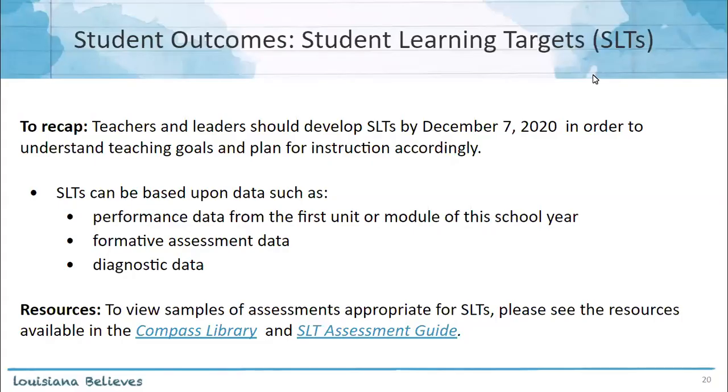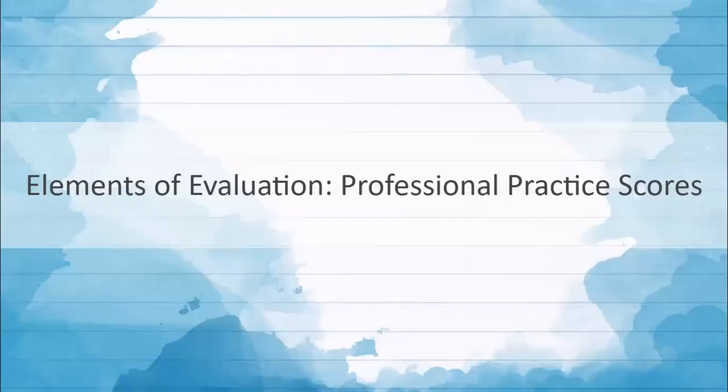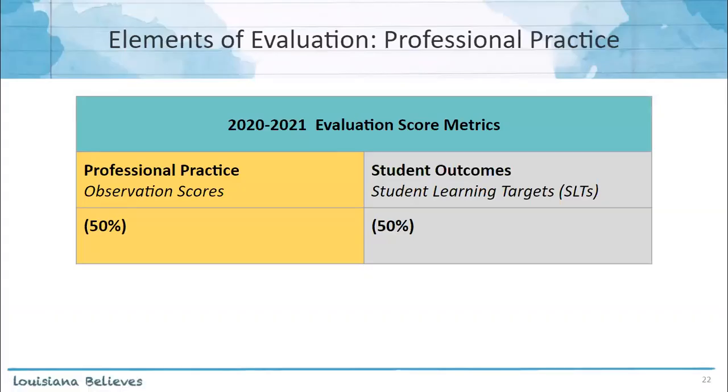All right, let's move into the component of professional practice scores. Returning to our slide, we see that our observation scores still comprise 50% of our total evaluation scores in 2020-2021. We'll take the next portion of this training to review observation cycle expectations, rubrics for observation, and professional development embedded in the observation cycle.